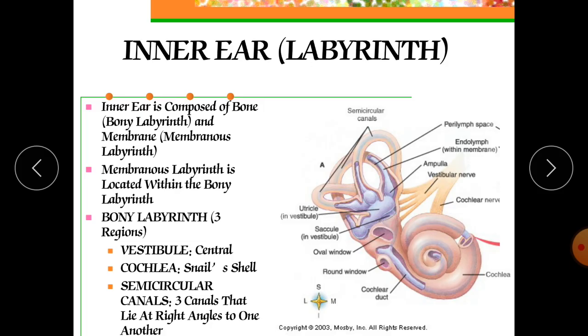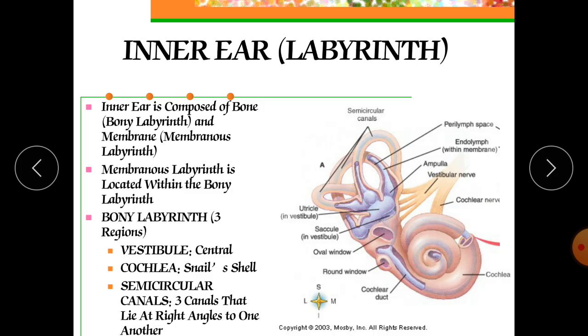Now the inner ear is also very important in the development of our sound. Whatever sound is going to be developed starts from our external ear, from the eardrum or tympanic membrane. Then it goes into your middle ear, and after that into your inner ear. The inner ear is composed of the bony labyrinth and the membranous labyrinth.